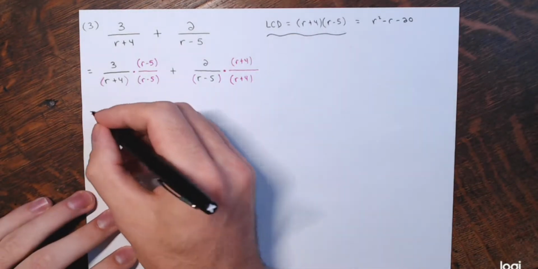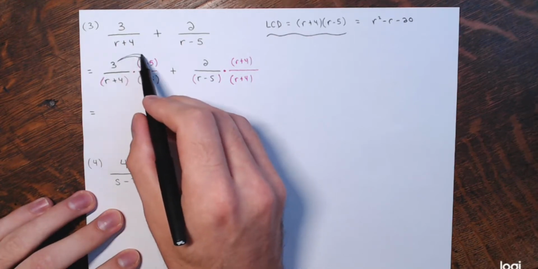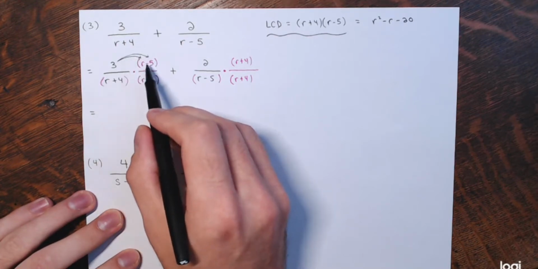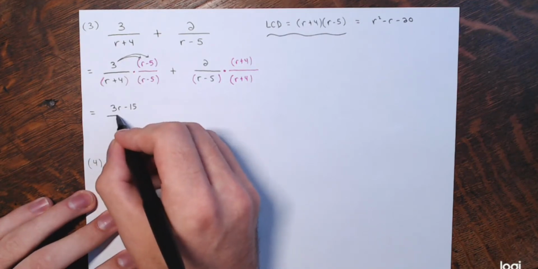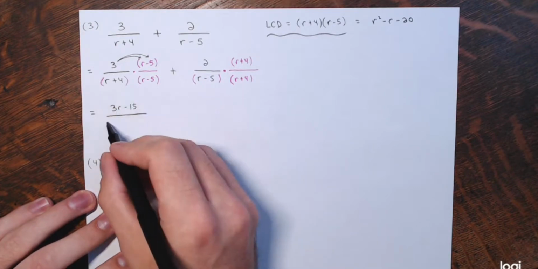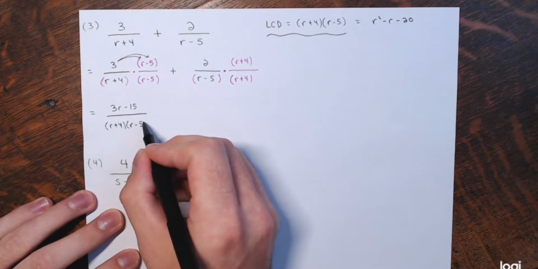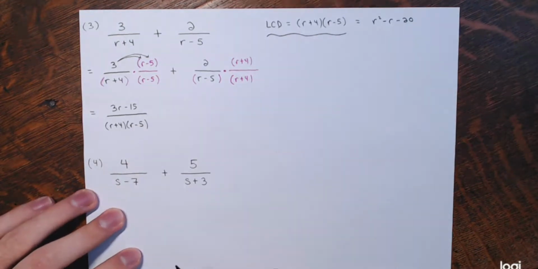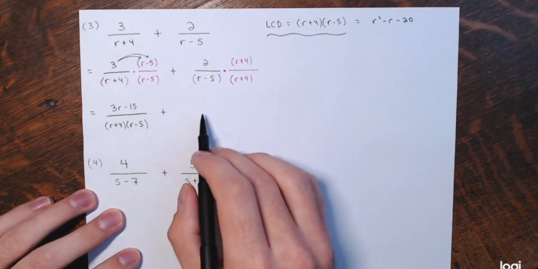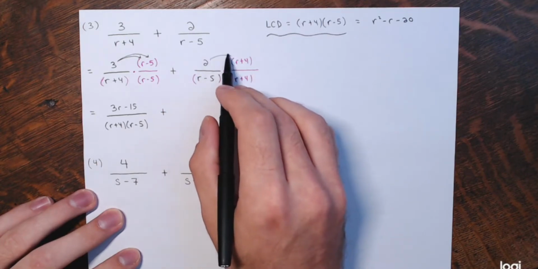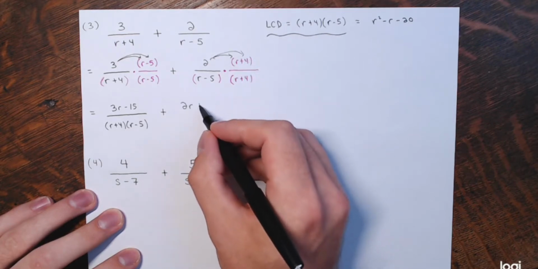Alright, well then, multiplying the numerators, we're going to be distributing a lot. 3 times this factor of r minus 5, that'd be 3r minus 15 over the LCD. Right? Again, I'm going to leave the LCD factored. R plus 4 times r minus 5. Plus this second fraction, again I'm going to rewrite it, multiplying the 2 by r plus 4 gives me 2r plus 8.